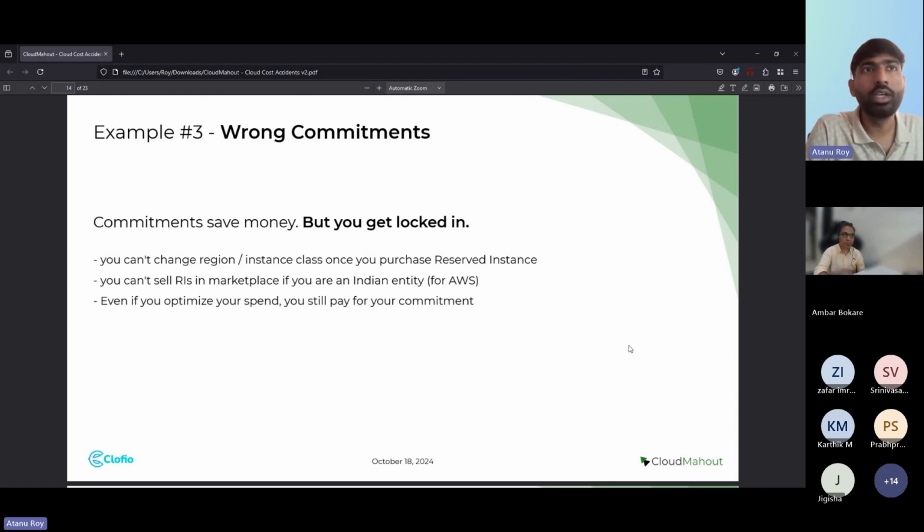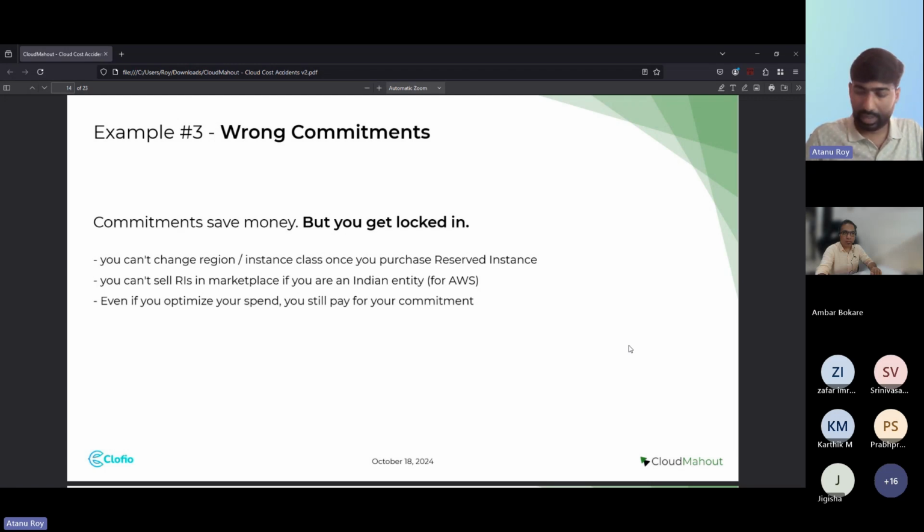One other very important fact is that in the US market, if you are a US entity, there is a way of reselling your commitments in the secondary market, right? You can basically bid for it and sell it. But for entities registered in India that are part of AWS India, you cannot participate in that sale, right? So you are entirely locked out. Unless you are very sure about your commitments, do not purchase a commitment.